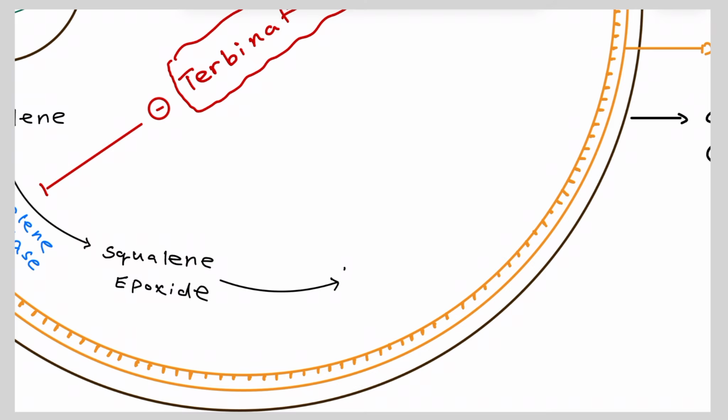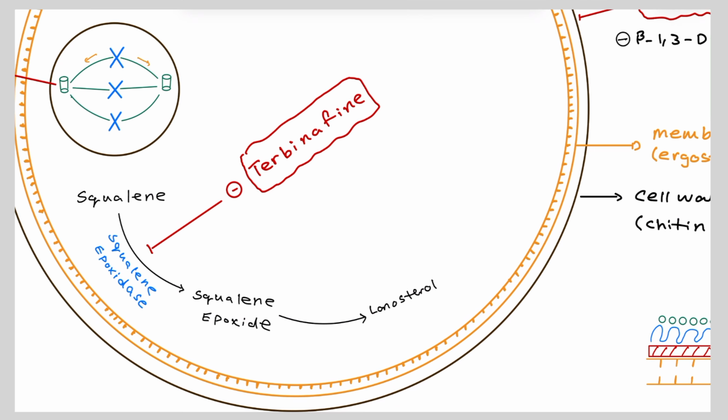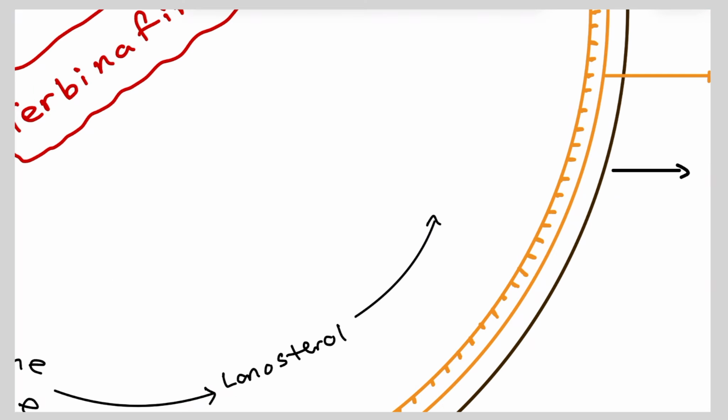The next structure is going to be lanosterol. We are going to skip the other parts of this pathway for the sake of simplicity. And our lanosterol is going to ultimately be converted into ergosterol, which is the final product of our pathway. And this ergosterol is going to be implemented inside the cell membrane.